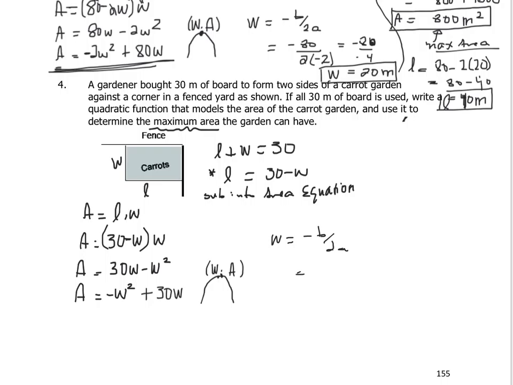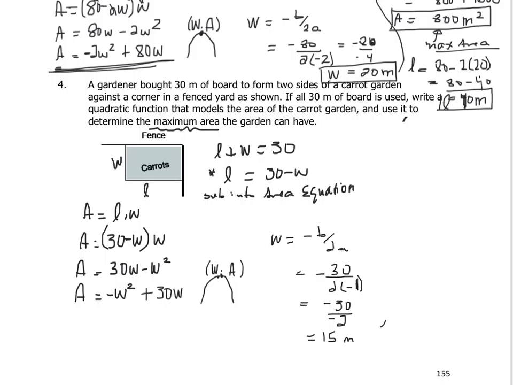And in this case, the negative B value is negative 30 over 2 times A, in this case, is negative 1, because there's just a negative in front of W squared, so that's understood to be negative 1. So that would give you negative 30 over negative 2, which is going to be 15. And this is in meters. So 15 meters would be the width that you would need to get the maximum area.